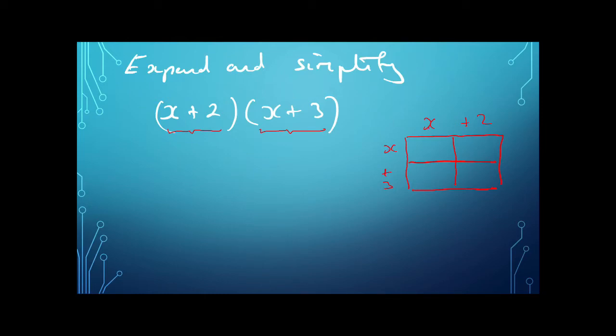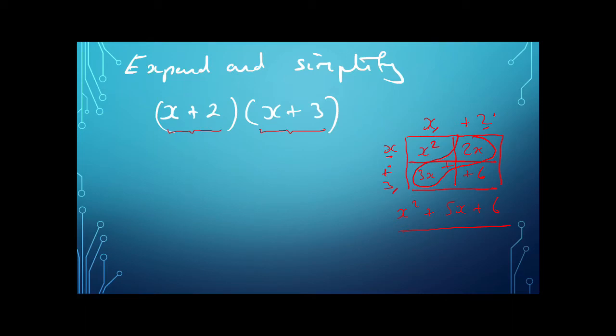Okay, so x times x is x squared. X times 2 is 2x. X times 3 is 3x. And then positive 3 times positive 2 is positive 6. Okay, we're going to get like terms there. So we've got an x squared term. 3x plus 2x is 5x, and then we add the 6 there. So the answer is x squared plus 5x plus 6.